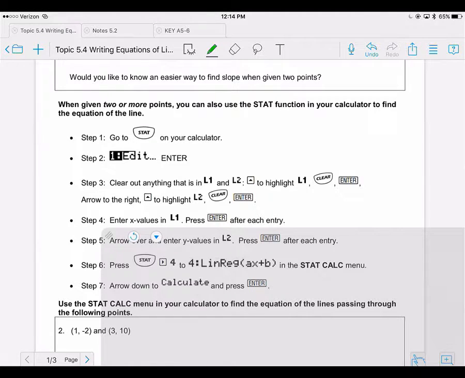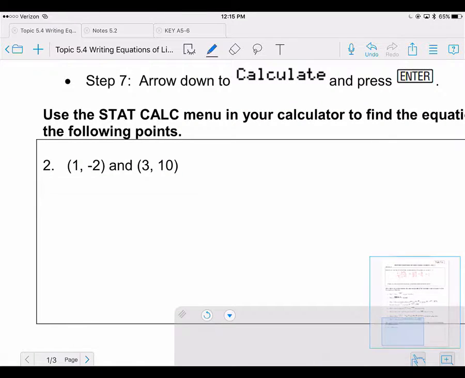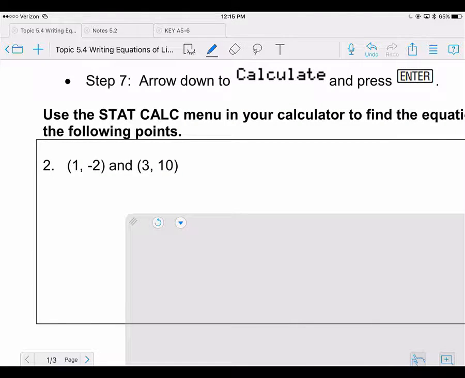You can go to stat, press enter, clear out anything that is in list 1 and list 2, and then enter your x values in L1, your y's in L2, press stat 4 and calculate. So we're going to go through those steps in this video today. They ask us to find the slope between these 2 points.